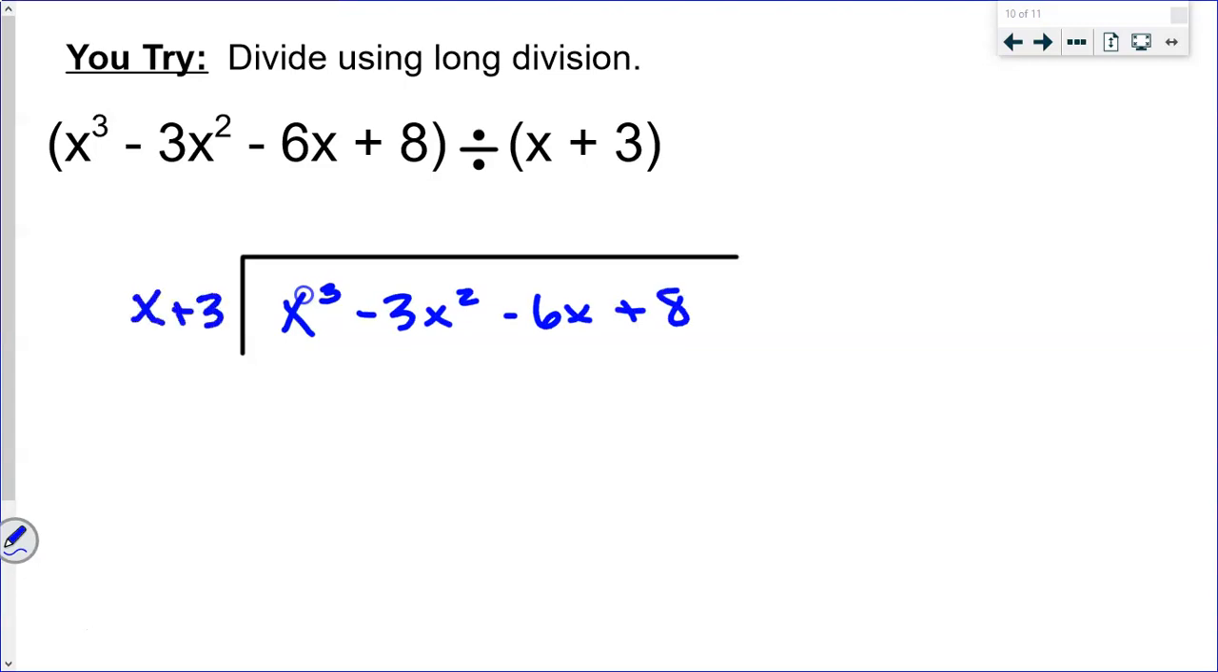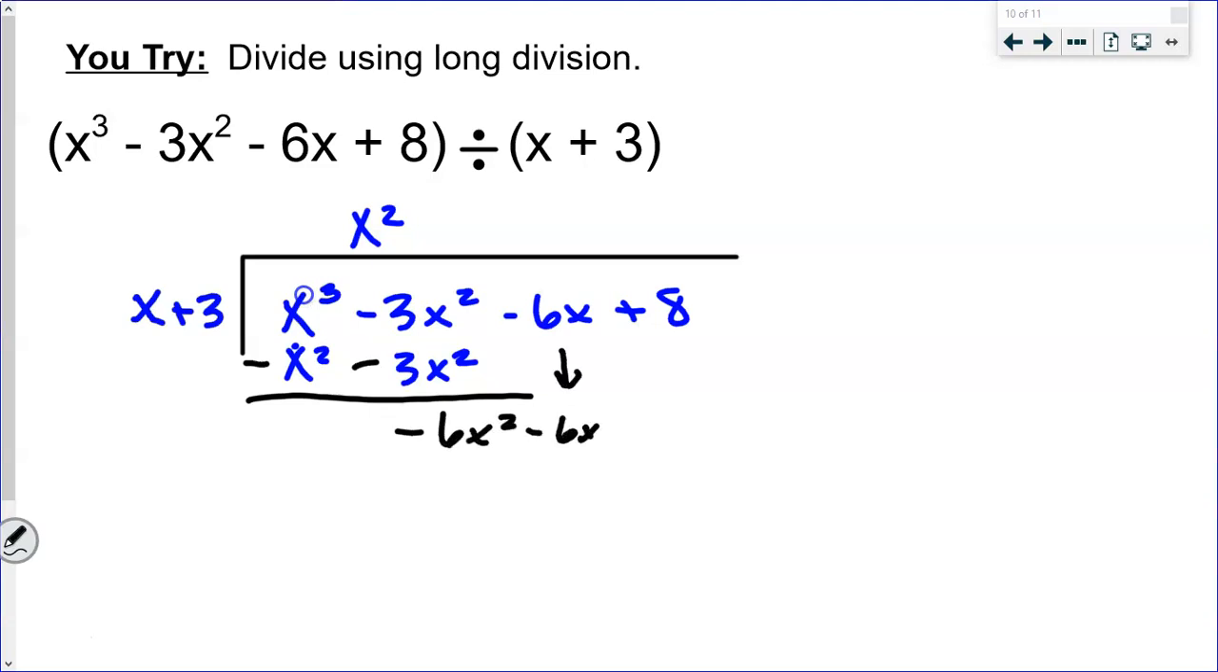What do we have to multiply by x to get this x to the third? x squared. So we get x cubed plus 3x squared, right? So remember again, we're going to subtract all this stuff. So that's a minus, and this becomes a minus. Do y'all notice that? So when that becomes a minus, this is going to end up being minus 6x squared. We're going to bring down this negative 6x.